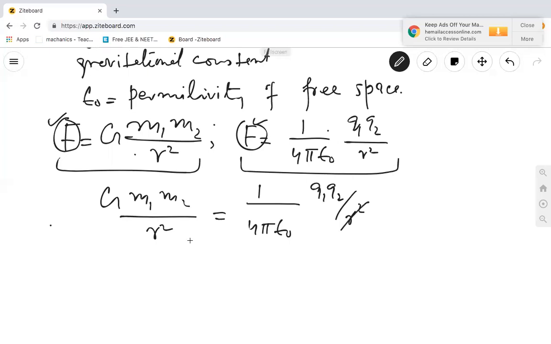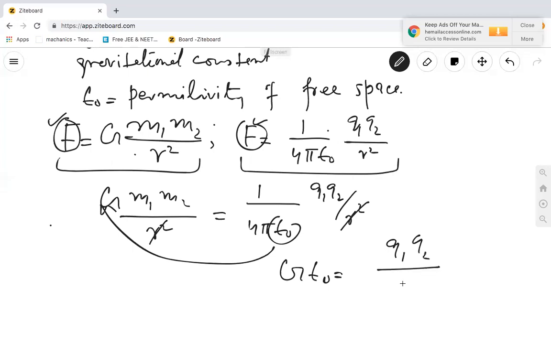So r square cancels, and you get G epsilon naught equal to q1 q2 divided by 4 pi, and I got epsilon here. So divide by this m1 m2. Do you understand this transfer? Epsilon 0 is multiplied to G. M1 M2 is put into the denominator, right? So you have to calculate now the dimensions of these. That will do.